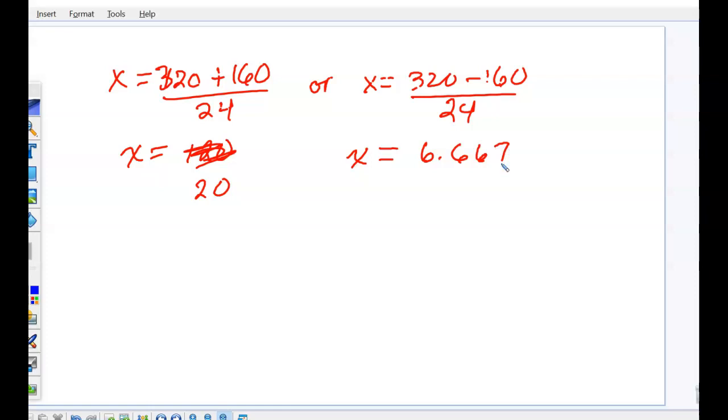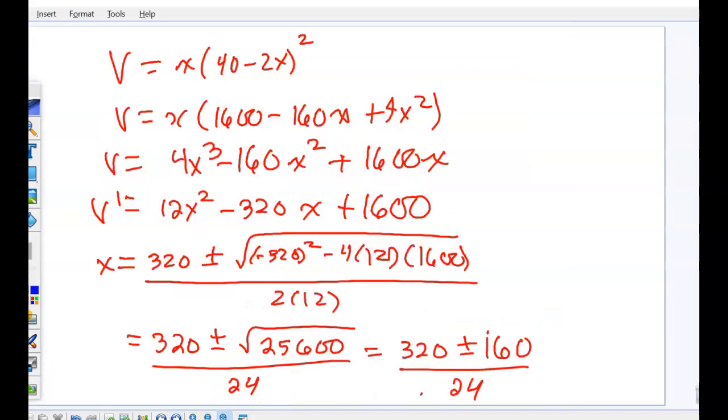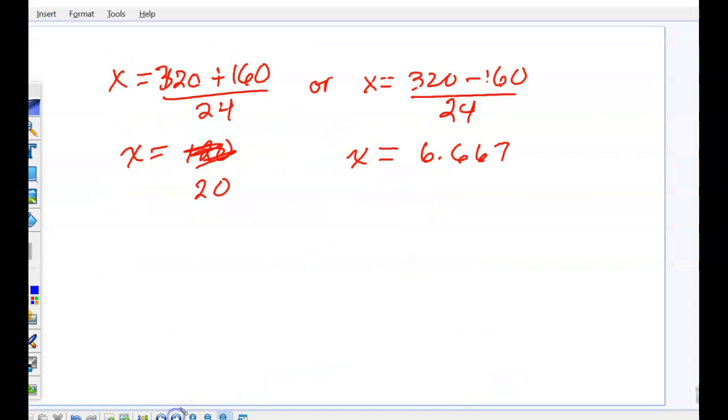And X is representing the length of the cut. And if you go back to our original question, if the cut was 20 off both edges, you're going to have nothing left for your sides. So this first value of X being 20 is too big. So this is my only possible critical number. So now I'm going to do the proof.